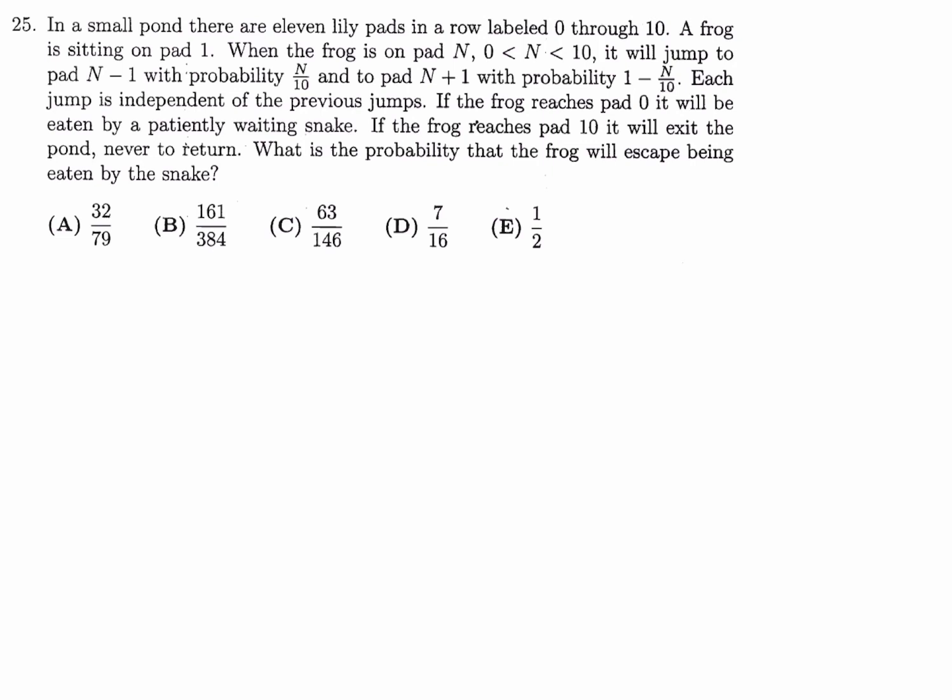If the frog reaches pad 0, it will be eaten by a patiently waiting snake. If the frog reaches pad 10, it will exit the pond, never to return. What is the probability that the frog will escape being eaten by the snake?